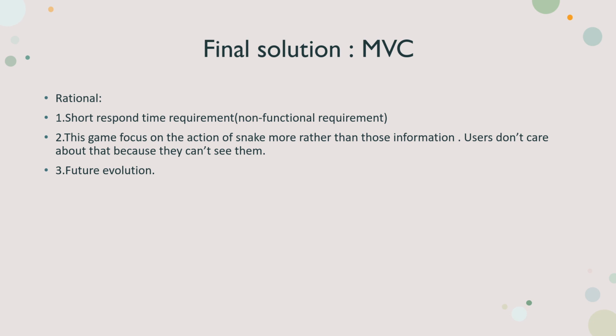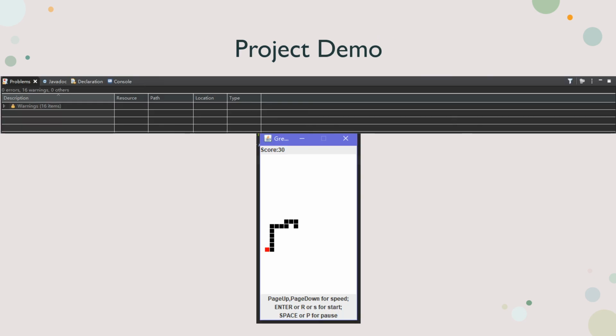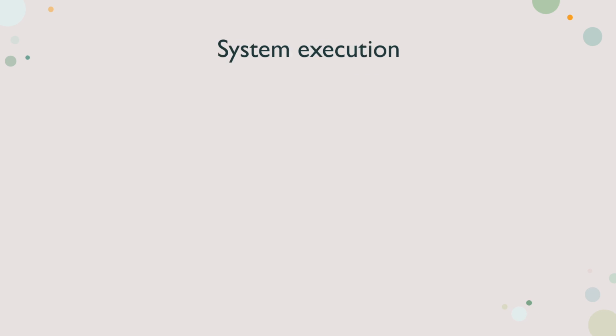Third is future evolution, like I've talked about before. If I want to turn this game into a new 3D version, Retro Snake, then MVC can provide high reusability. I can share all those views, controls, and models. Next is a screenshot of the successful compilation of this game, and as you can see, there are no errors. Finally, I'm going to show this game.